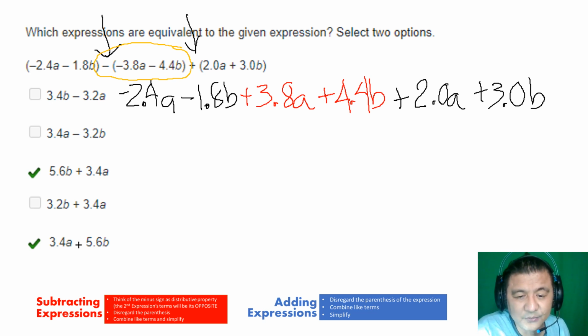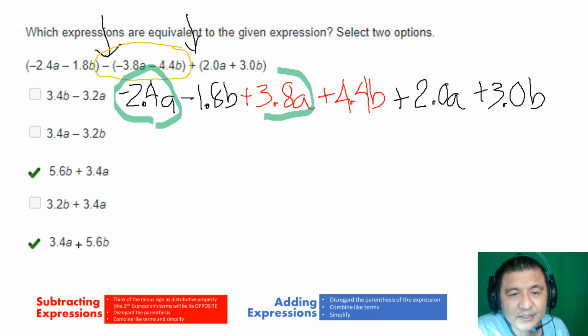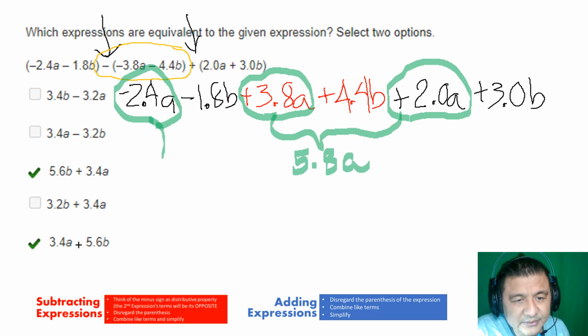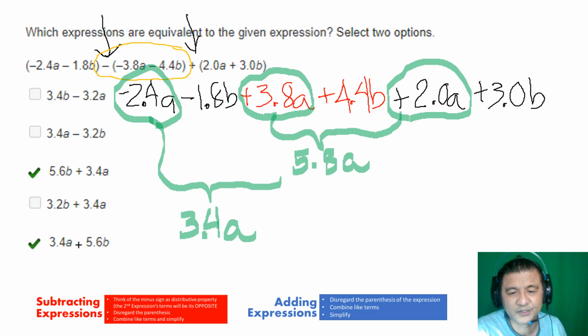Okay, so now we can combine the like terms. Let's check out all the a's. This is an a, another a, another a. All right. Mentally, what can I add? The 3.8 and the 2 becomes a 5.8a. All right, but I can add this now to a negative. 5.8 minus 2.4 is 3.4a. All right, positive. So we're good, positive.